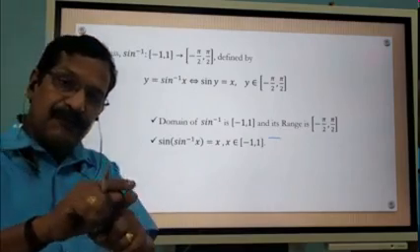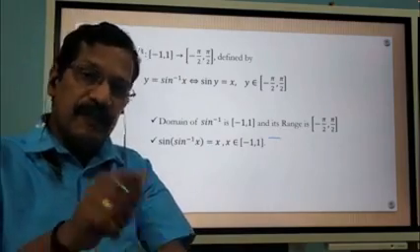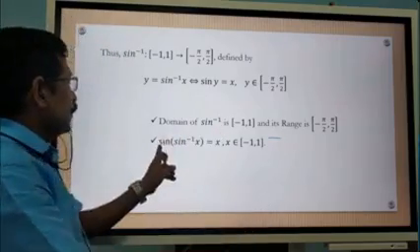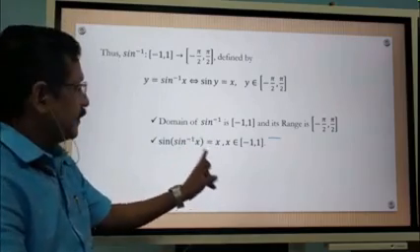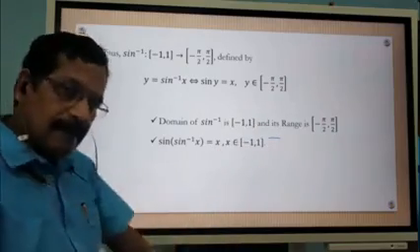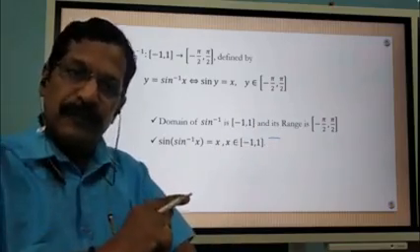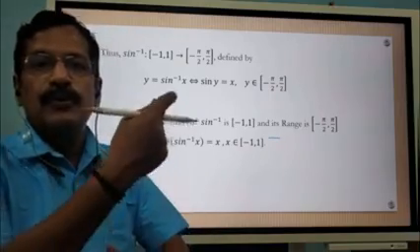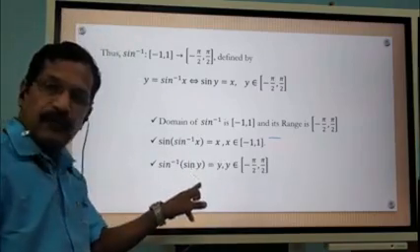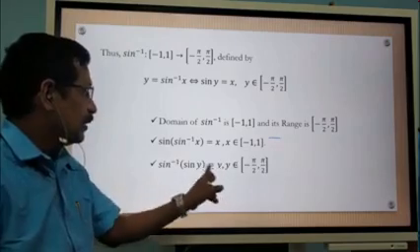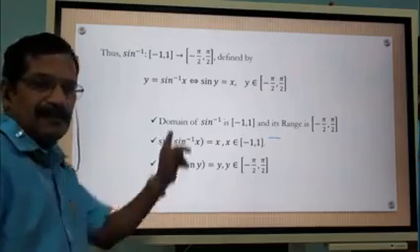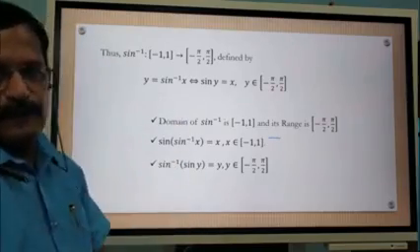Now, f of f inverse of x is equal to x. In the same way, sine of sine inverse of x is equal to x, where x is in the domain minus 1 to plus 1, the domain of sine inverse. In the same way, f inverse of f of x will be equal to x. So, sine inverse of sine y is equal to y, where y is an element of minus pi by 2 to plus pi by 2. These are the three important points.